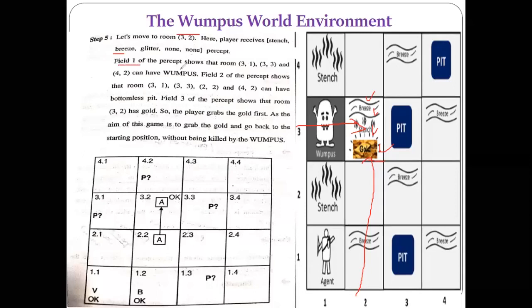So from the first percept, he understood that rooms 3-1, 3-3 and 4-2 are neighbors. Whose neighbors? Room 3-1, this one; room 3-3, this room; 2-2; and room 4-2, this room. These are his current neighbors, yes or no? Yes, sir. This room and these rooms are his current neighbors. Understood. Now from that he understands that in one of these three rooms there can be a Wumpus.